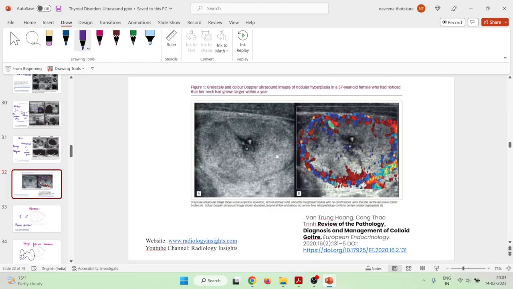And one more important thing is about the vascularity of this colloid nodule. This colloid nodule can have vascularity something like this. So it has a peripheral flow. The colloid nodule will have peripheral flow and there is no central flow. So this will also tell us that it is a benign lesion.